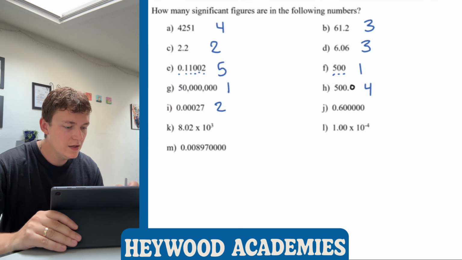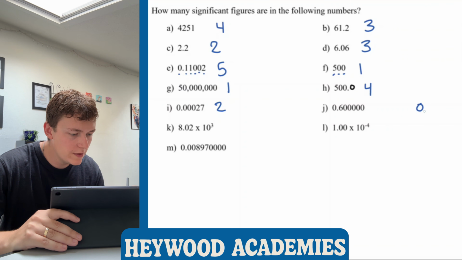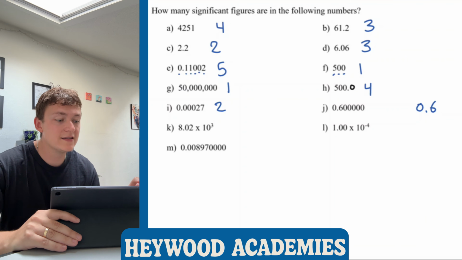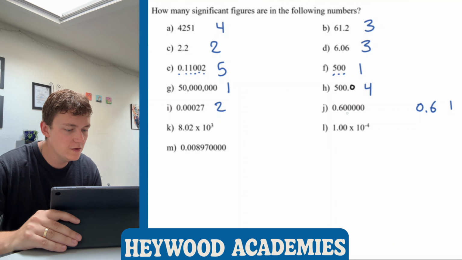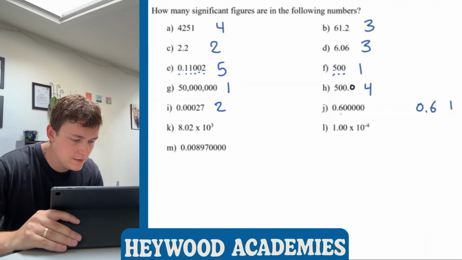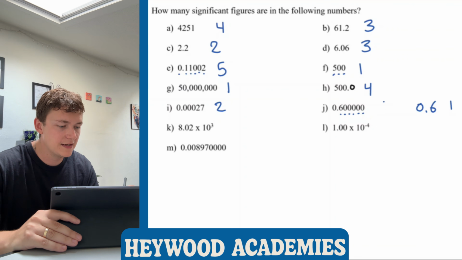For this next one, we could have written this number like this. We could have just written it 0.6. That's the same number. If we had written it like this, it would have just been one significant figure. But since we chose to include all those extra zeros in there, we've got to count those all up, and those all count. So 1, 2, 3, 4, 5, 6. That means we're going to have 6 significant figures.